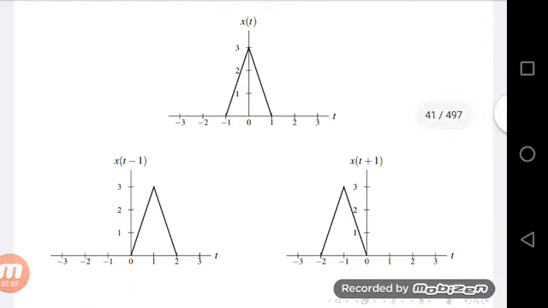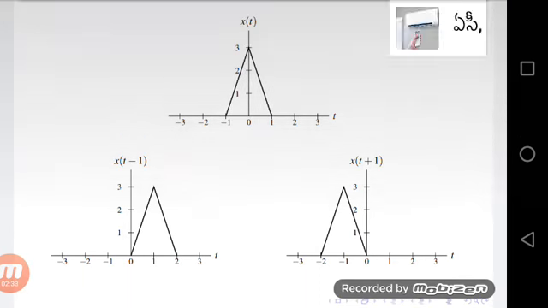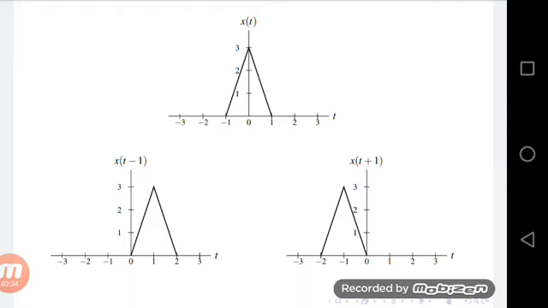Here these are the different time shiftings. For example, x of t. Here there is no positive or negative shift applied. That's why the given wave is equally split: +1, -1, +1, -1. And the second diagram is x of t minus 1.